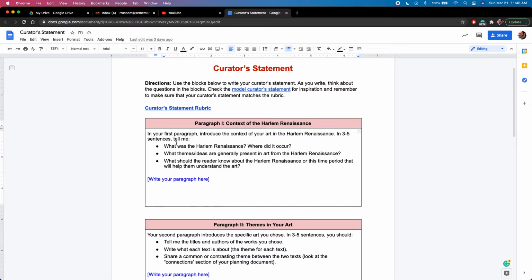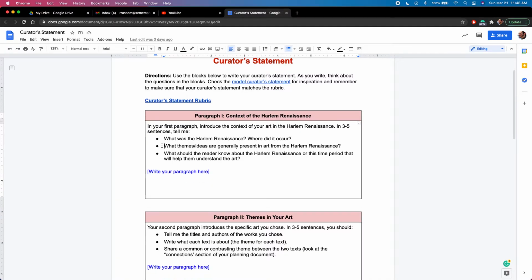Where did it occur? If you're looking for a way to come up with a definition, check our slides from the beginning of the unit, and then also tell me, like, where did the Harlem Renaissance happen? Who was creating the art? That kind of thing.